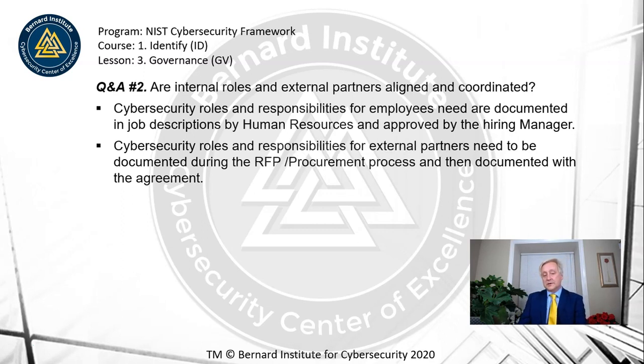Cybersecurity roles and responsibilities for external partners need to be documented during the RFP procurement process and then documented within the agreement. This is an important step. If you don't document the roles and responsibilities, then after you sign the contract, the vendor won't follow whatever it is that you ask them to do. So you need to make sure, the whole basis of the negotiation process is to make sure that you get what you want for your organization if you're outsourcing or hiring somebody to help you with the process. But before you can get what you want, you need to know what it is that you want, and you need to document it in the RFP process. So it's a catch-22. You need to have it in there, or else you're probably not going to get what you want.